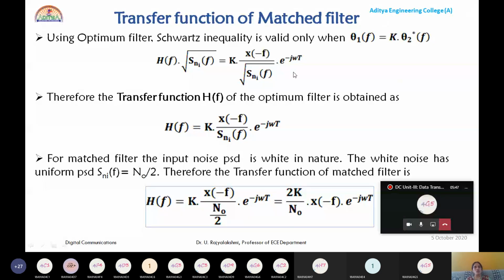Also, based on the Schwarz inequality, can any one of the students please tell me what the Schwarz inequality is? Please interact and tell me. Have we studied and used the Schwarz inequality in the case of the optimum filter? I will tell you that we used it for the calculation of probability of error. Can any one of you tell me what the Schwarz inequality is?